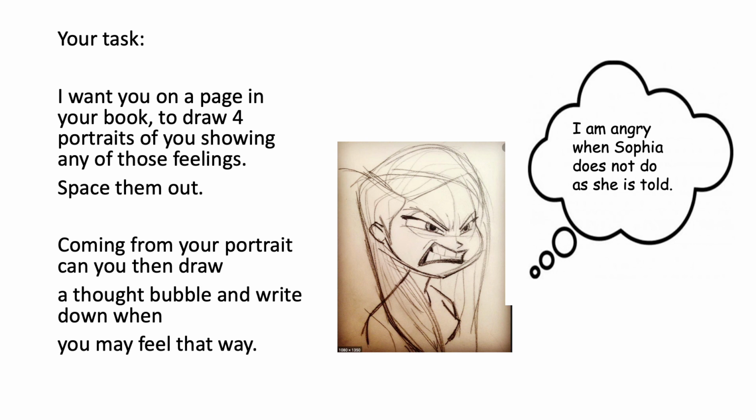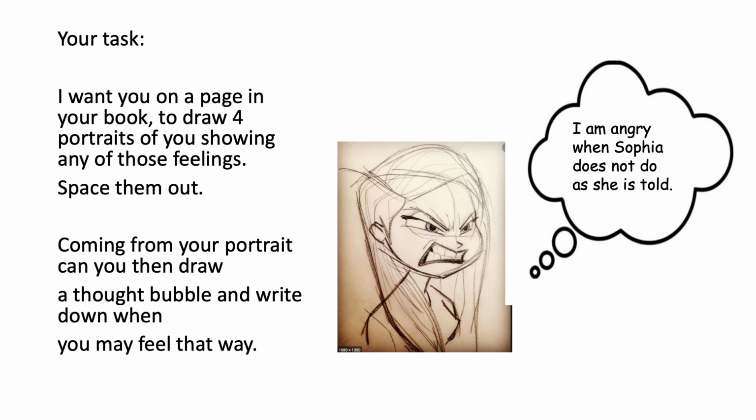And I want you to think about, so this is me, not really me, but this is me being angry. Okay? So my example is me being angry. Look at the eyes, look at the mouth. You can see that I'm angry, just by the shape. And my thought bubble is: I am angry when Sophia does not do as she is told. Okay, so what makes you angry?